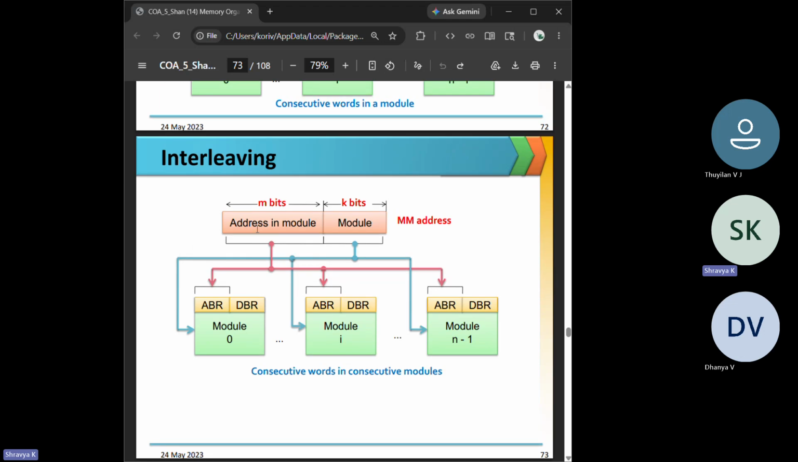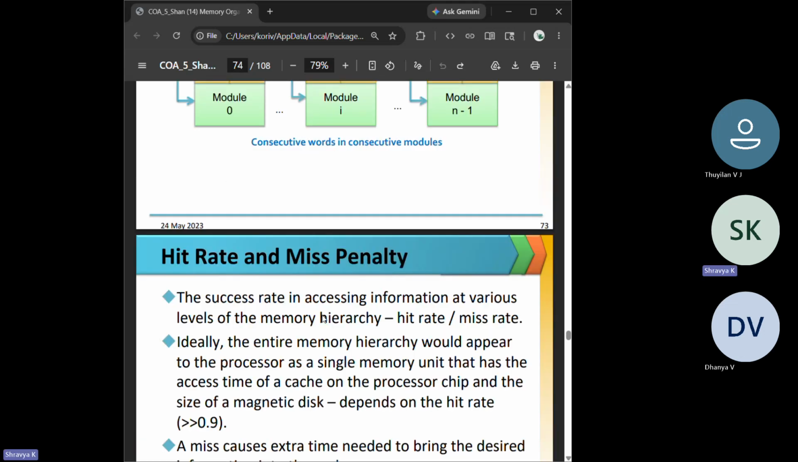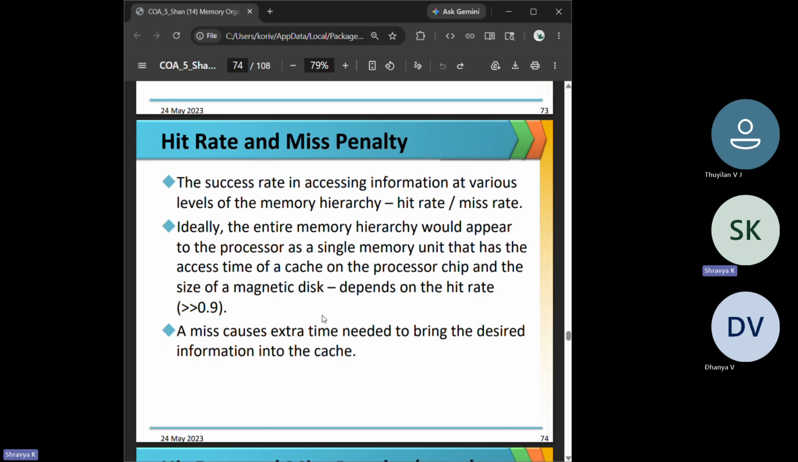So over here you can see that the address in the module has m bits, and we have k bits to identify the module itself. So 2 to the power k will be n over here, since we have n modules, and m bits internally within the module to find the address. So that is about interleaving.